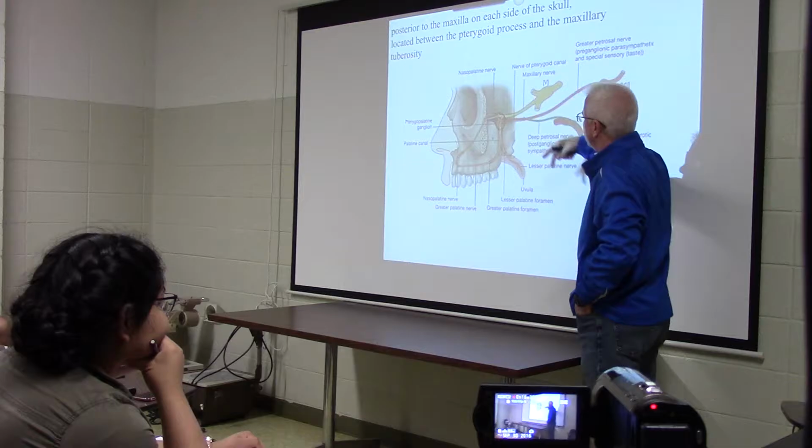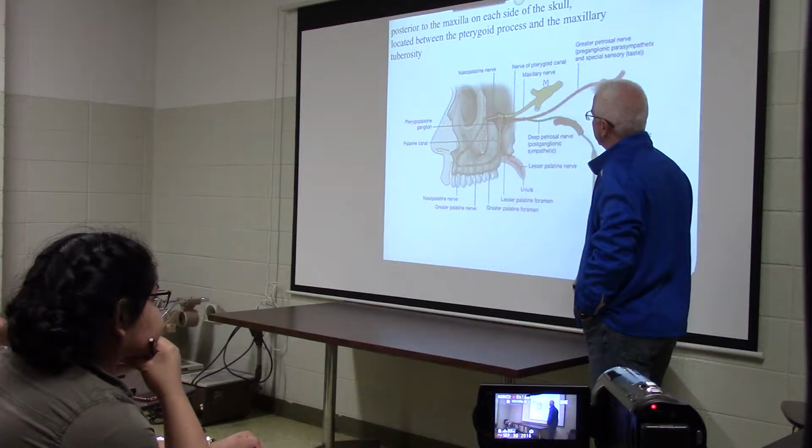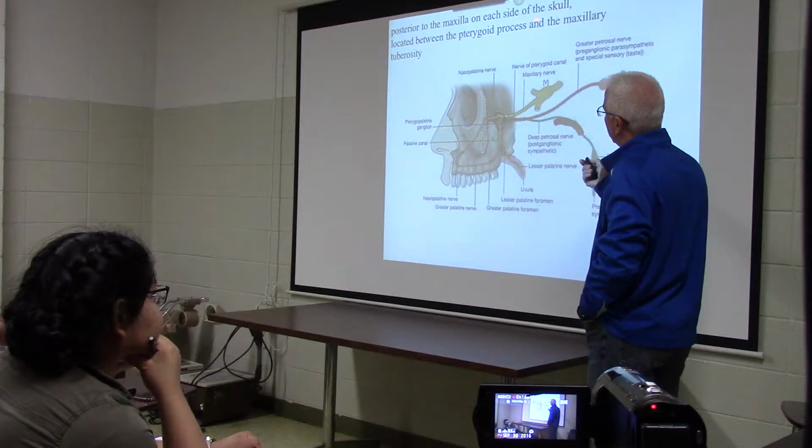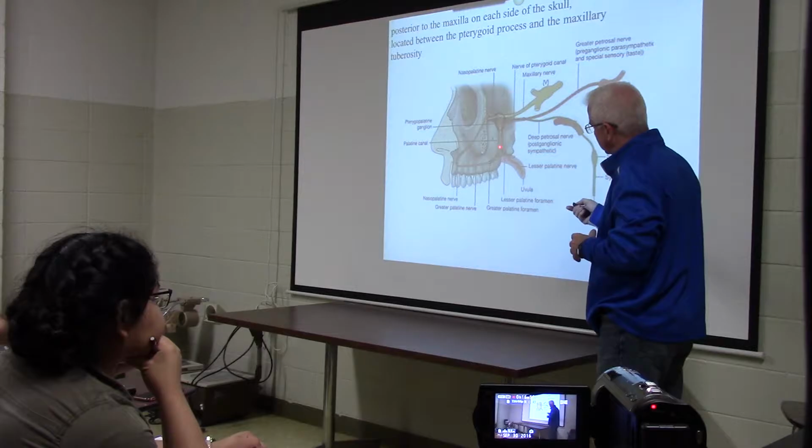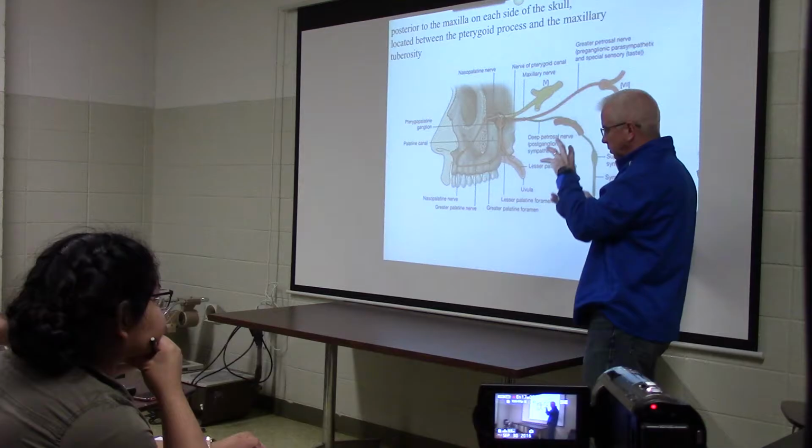I've got this picture I'm here to show you. 7 feeding the pterygopalatine ganglia, which I've described here as being posterior to the maxilla on each side of the skull between the pterygoid process and the maxillary tuberosity. Now, this image here is not a real skull, it's a cartoon, and it's turned downward this way, so you can't really see where the pterygoid plate fits together with the maxilla.